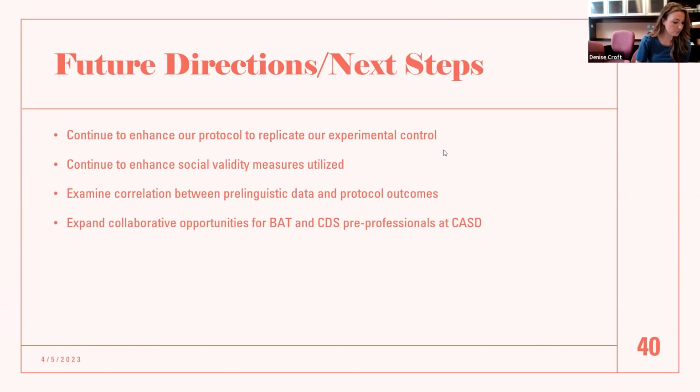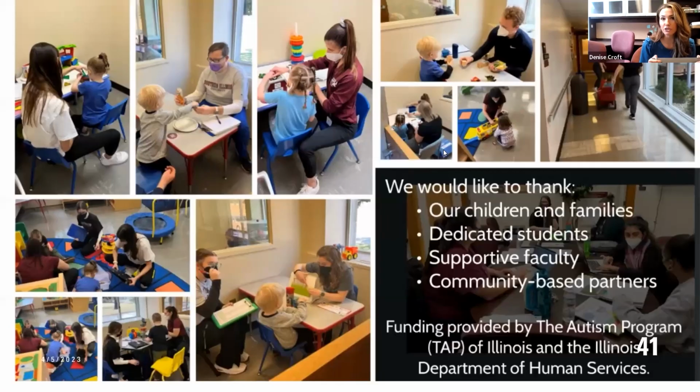Further, we'd like to examine the correlation between pre-linguistic data and protocol outcomes. If we get a child and can see their general profile of pre-linguistic skills, we can hopefully match them to a device sooner, which also helps with funding to get them to the devices sooner, and then hopefully more success and better outcomes for them. And then continue to expand our collaborative opportunities for both BAT and CDS pre-professionals at CAST. And then we just have some pictures, and thank you so much.